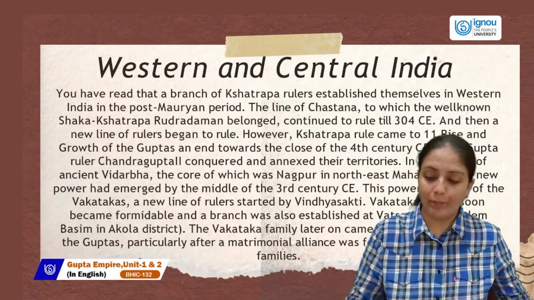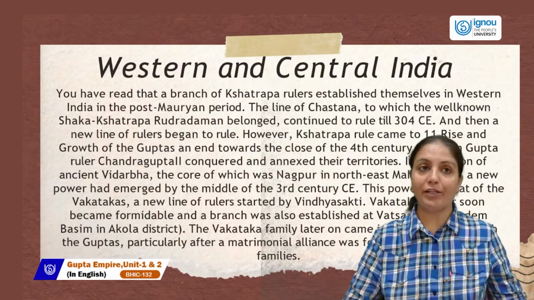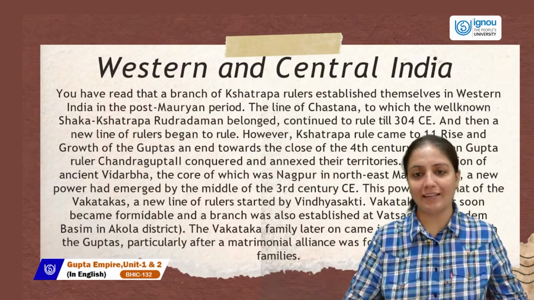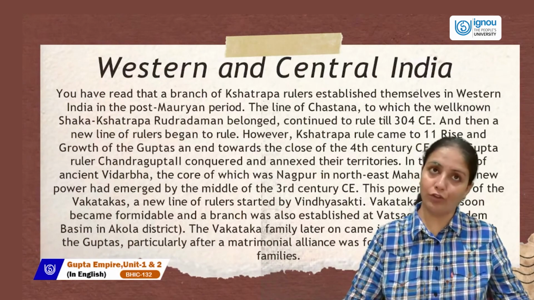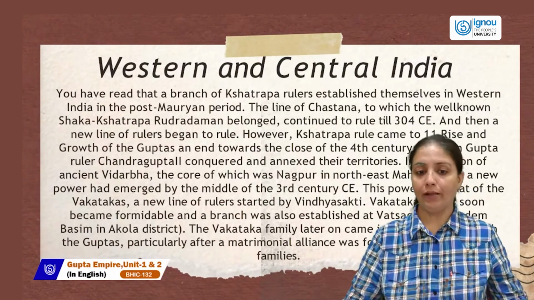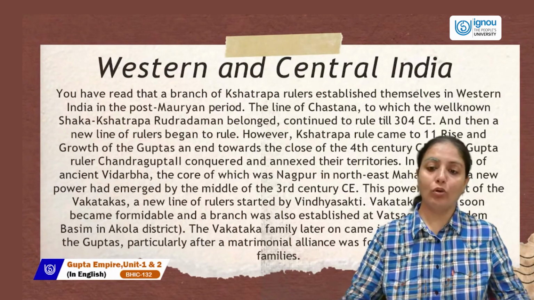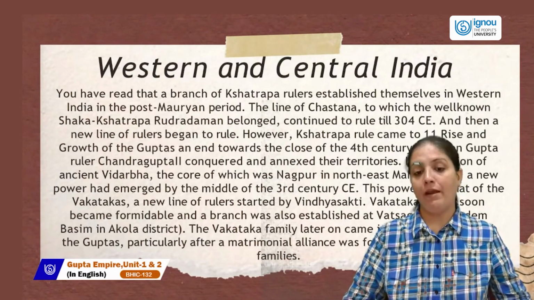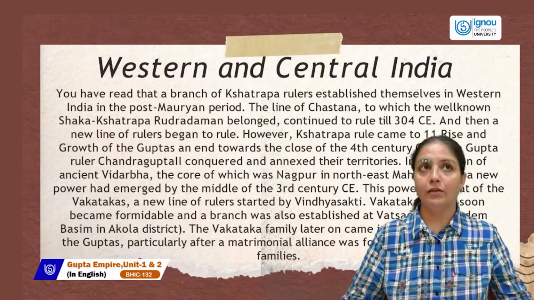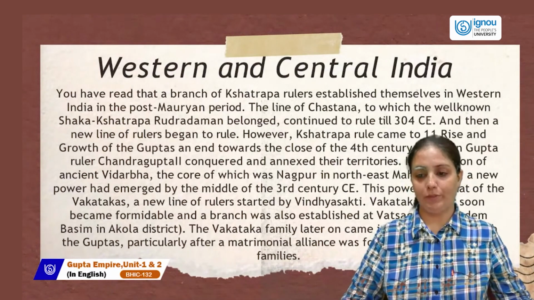Matrimonial alliance at that time: the two rulers made agreements for matrimonial purposes. Prabhavati Gupta was the daughter of Chandragupta II, and the boy of the Vakataka family, whose name I don't remember, came into close contact through matrimonial alliance. They got married to each other, and some important dynasties and some important states were very friendly with both the Vakatakas and the Guptas.